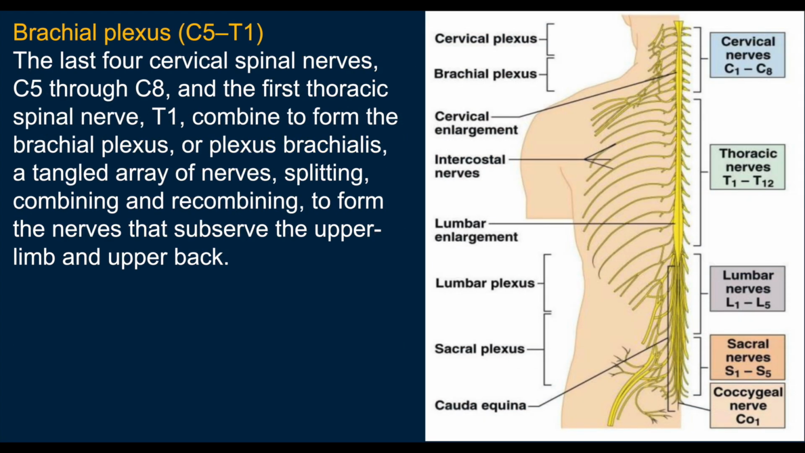Brachial plexus C5 to T1. The last four cervical spinal nerves C5 through C8 and the first thoracic spinal nerve T1 combine to form the brachial plexus or plexus brachialis, a tangled array of nerves splitting, combining and recombining to form the nerves that subserve the upper limb and upper back.